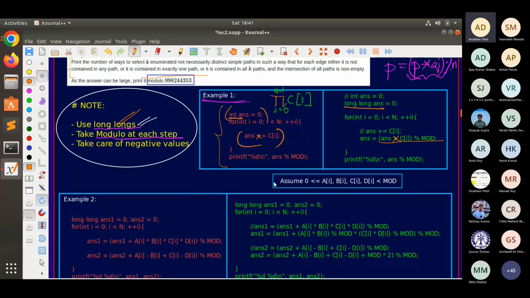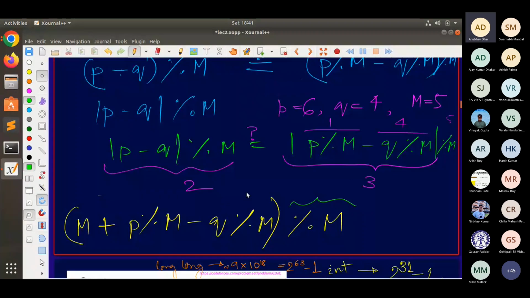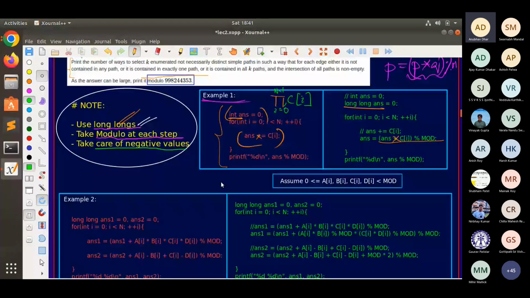Okay, so moving on to the next example and the next point that I was talking about. Take care of negative values very carefully. This part where I said that p minus this thing can be negative is a very, very common source of wrong answers in computer programming problems.